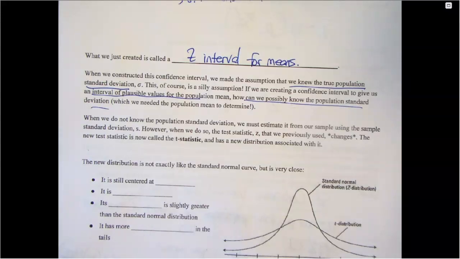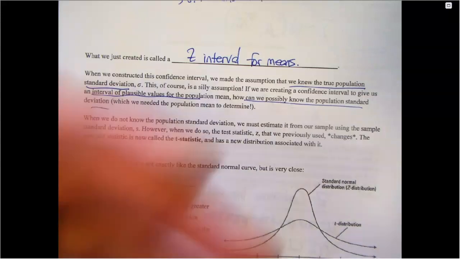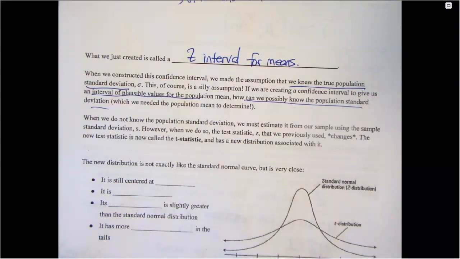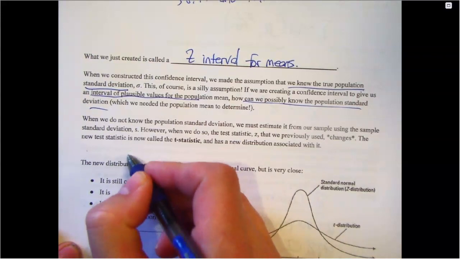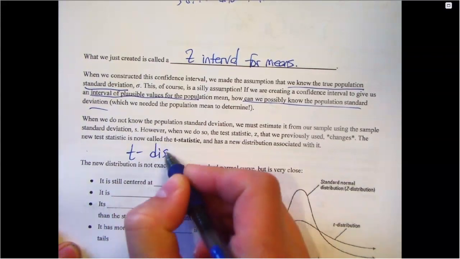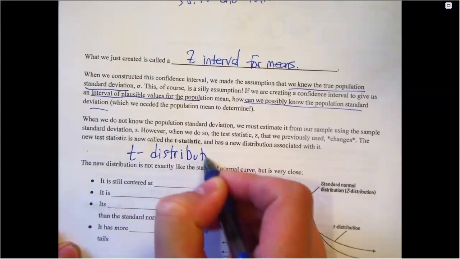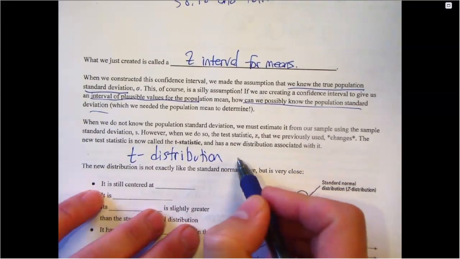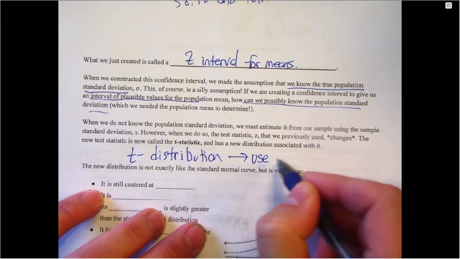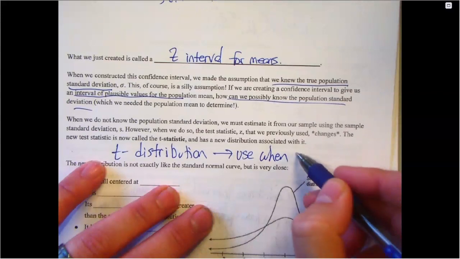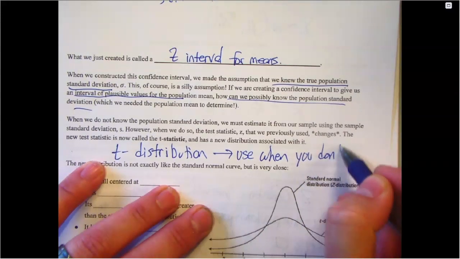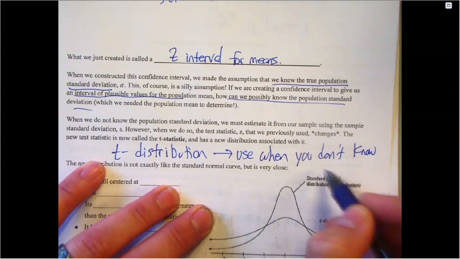So if we don't know the population standard deviation, which is the case basically every time, if you knew it, there would be no reason to try to guess. If we don't know it, we use what's called a t distribution. You use this when you don't know the population standard deviation, which is basically all the time.